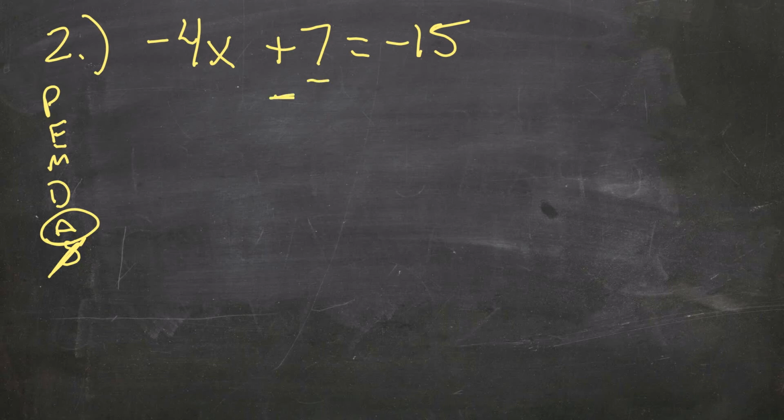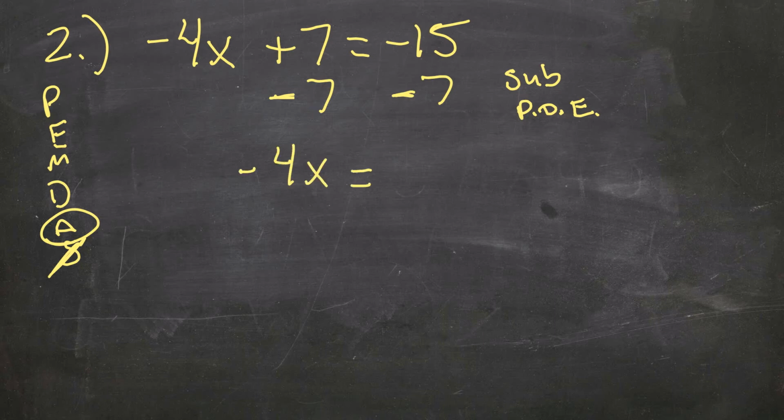How do I get rid of addition? By subtraction. That's why I write the subtraction property of equality. The reason we're writing that is so you can reiterate that when you see addition, you subtract both sides to get rid of it. I end up with negative 4x equals negative 22.